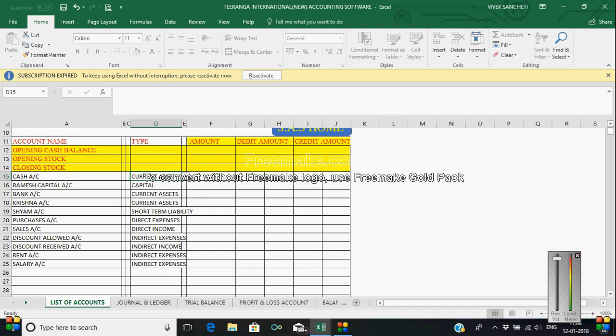There can be as many accounts as you have in your business, and you can write them here and classify them in the type column. This is the first thing which you have to do.